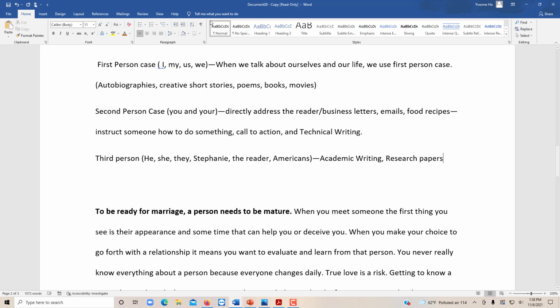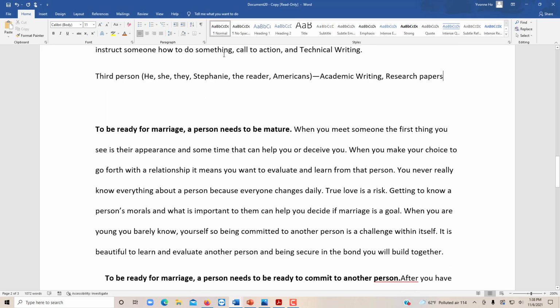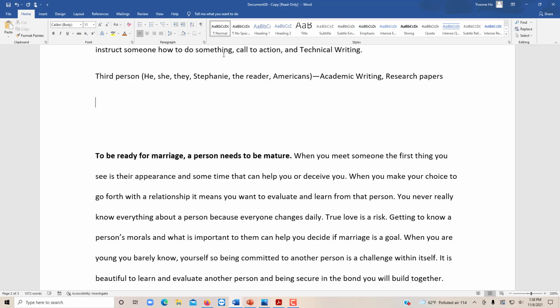The narrative essay that we're writing in this class is a mixture of creative short story, autobiography, and academic writing. And so what I want you to do is I want your academic papers in this class to have a more professional tone. And so when we replace "you" and "your" with "a person" or "one" or "people," then you get a more professional tone.